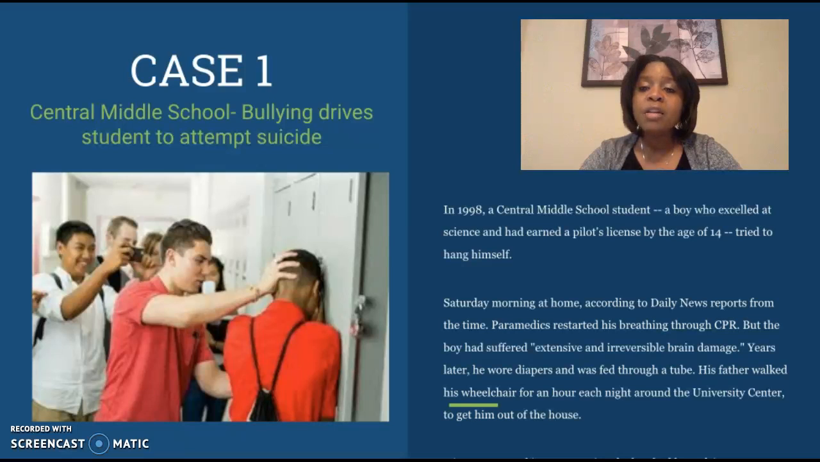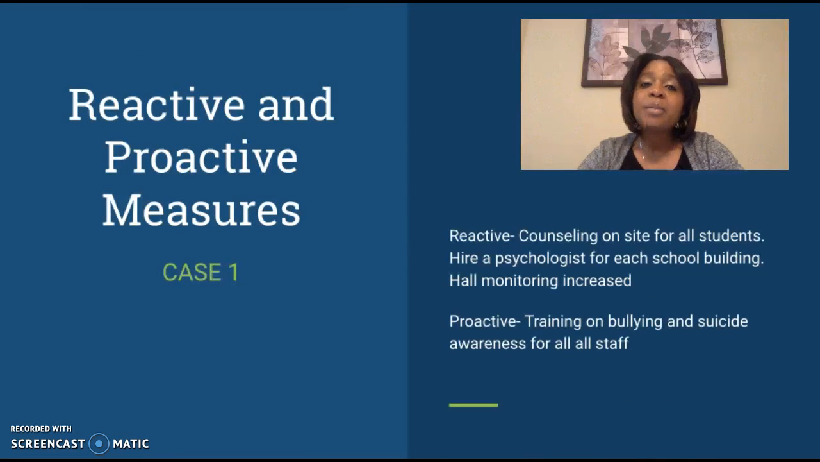His father walked his wheelchair for an hour each night around the university center to get him out of the house. And the conclusion from the parents was that the middle school was liable because of the bullying. Reactive and proactive measures. Reactive: counseling on site for all students, hire a psychologist for each school building, and hall monitoring increased. Proactive: training for all staff on bullying and suicide awareness.